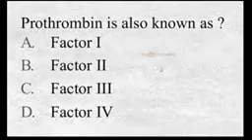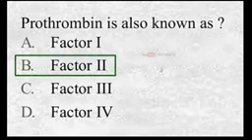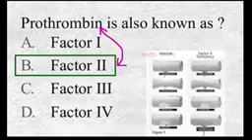Prothrombin is also known as A. Factor 1, B. Factor 2, C. Factor 3, D. Factor 4. And the correct answer is B. Factor 2. Prothrombin is also known as factor 2. Prothrombin deficiency leads to problems with blood clotting.